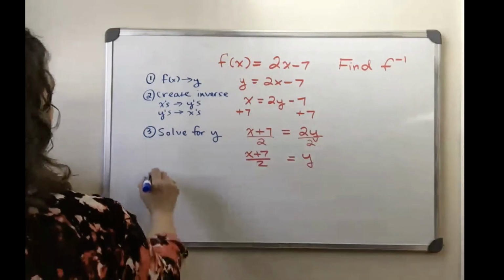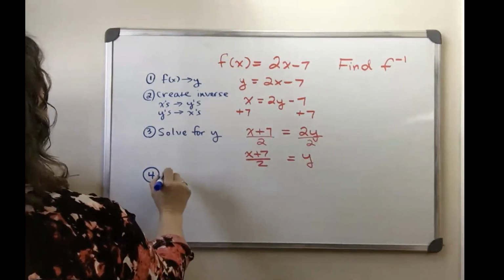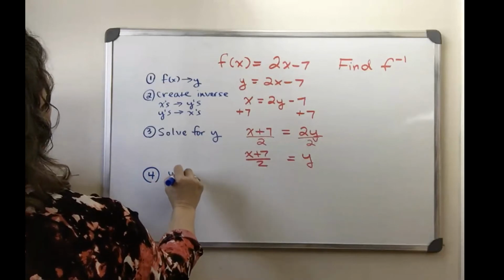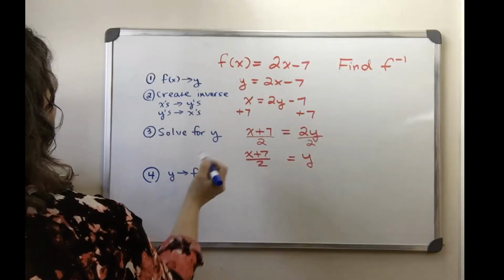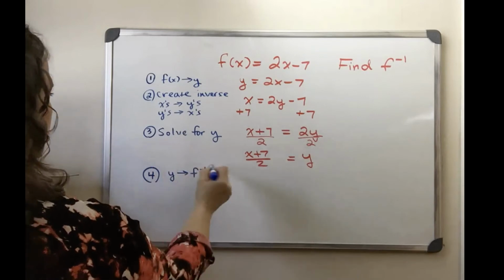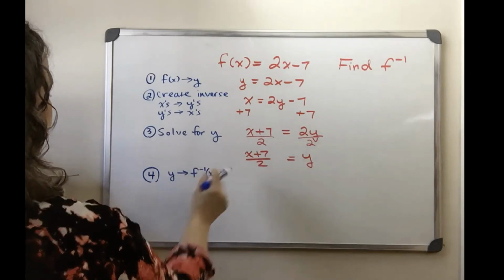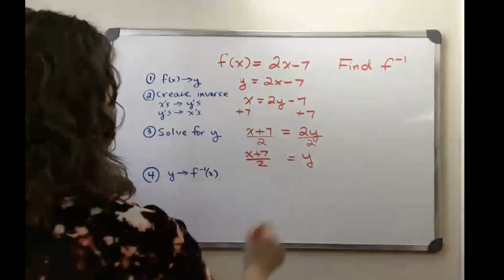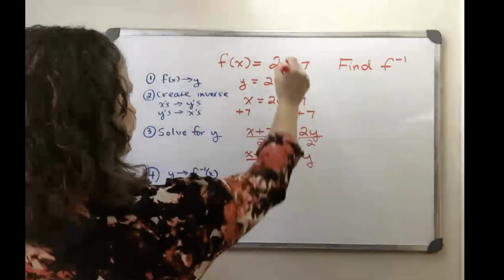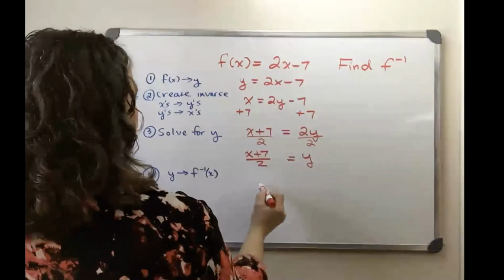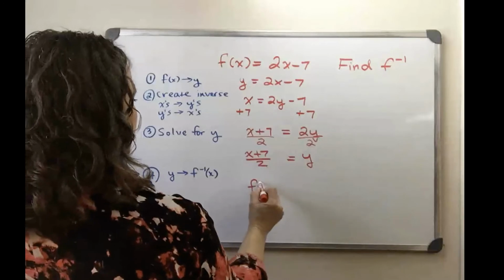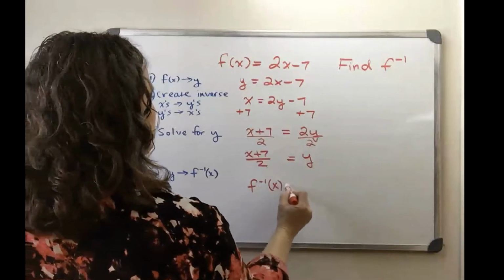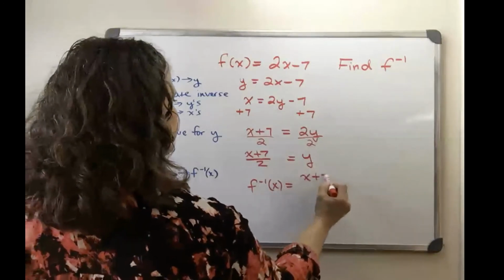And so the fourth step is going to be to turn the y back into function notation, but this time it's f inverse, not f. So this y is a different y than I had up here. And so f inverse of x is the function x plus 7 over 2.